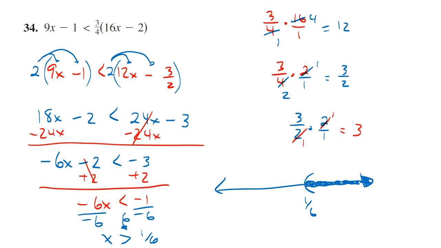So if x is greater than, as opposed to greater than or equal to, greater than or equal to would have a bracket, but because it's just greater than, it's going to be a parenthesis going off to the right. It's going to be a shading, and it's going to be a darkened arrow. Okay, so we got to 34 today in this lecture.